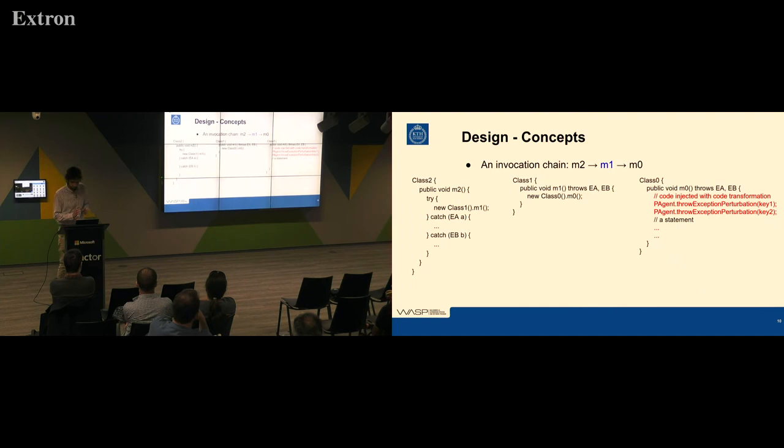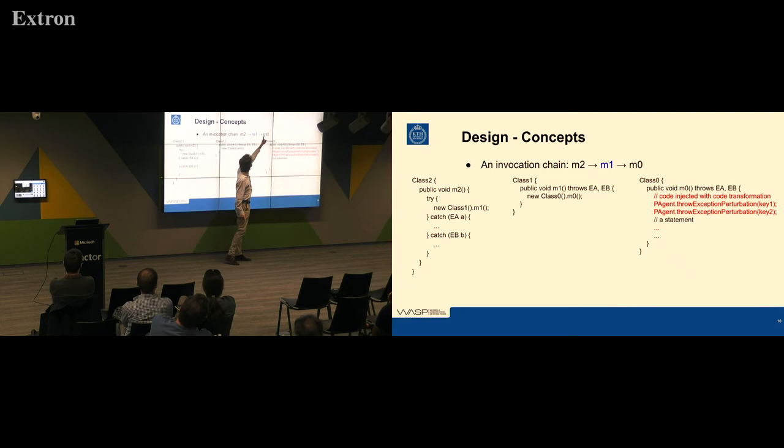OK. So now, class 2 calls class 1, M1. M1 is here. M1 calls class 0 here. So when I call this, the stack trace is here. So the stack is here: M0, M1, M2.